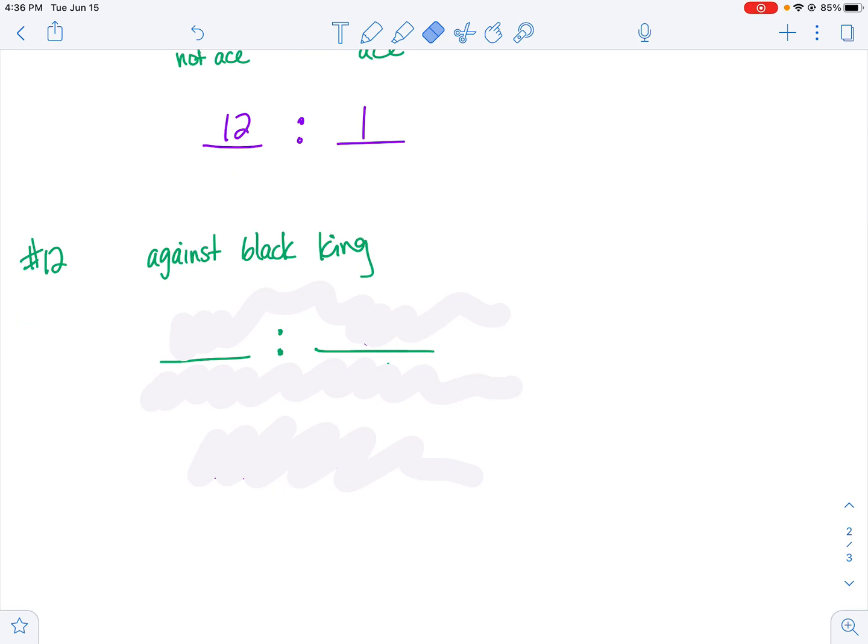If I want odds against picking a black king, I want everything that's not a black king compared to everything that is a black king. So how many black kings are there in a deck of cards? There should be 2. That means the rest of the cards, 50 of them, are not black kings. So 50 to 2 is the odds against picking a black king. If I reduce, really my odds against picking a black king are 25 to 1.